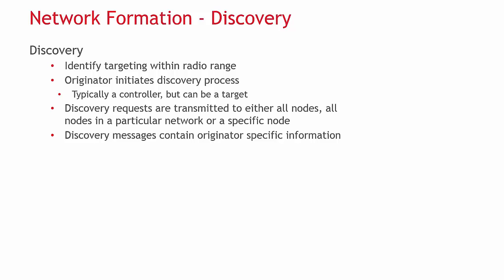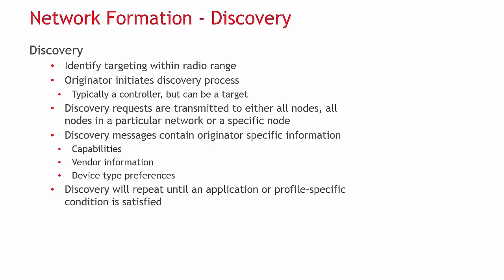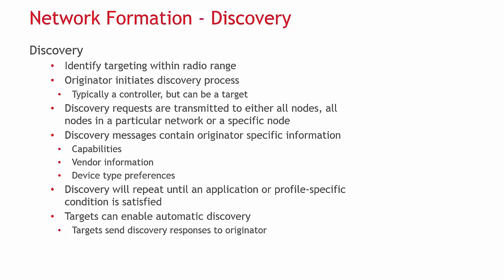This information can be capabilities, vendor information, or device type preferences. For example, it may contain the information that it is a multifunction remote control attempting to discover a TV. This process will repeat until an application or profile-specific condition is satisfied, such as a certain amount of attempts or time passed. On the target side, automatic discovery can be enabled, where a target will send discovery responses to the originator's discovery request.